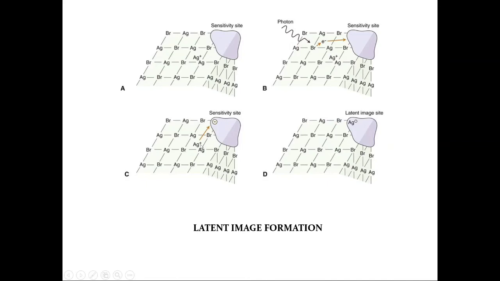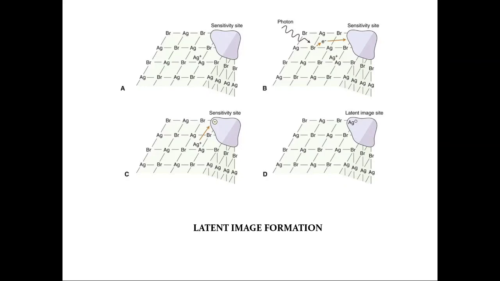Then this silver ion tries to move towards the sensitivity site and forms a silver atom, and this silver atom, once formed, constitutes the latent image formation. When this silver ion reaches the sensitivity site, it acquires this electron and forms a neutral silver atom. Then this collection of the latent image sites over the entire film constitutes a latent image.